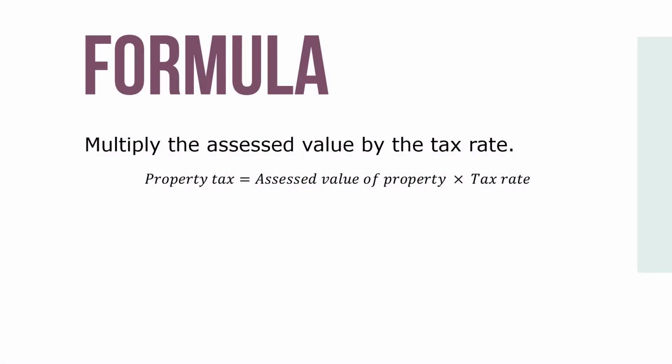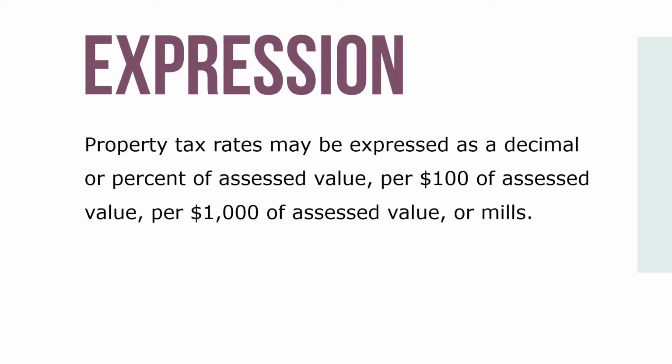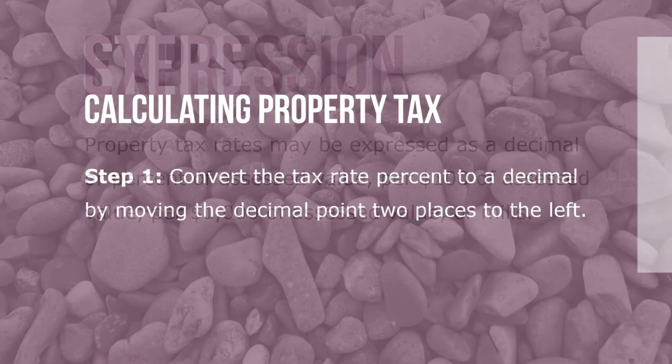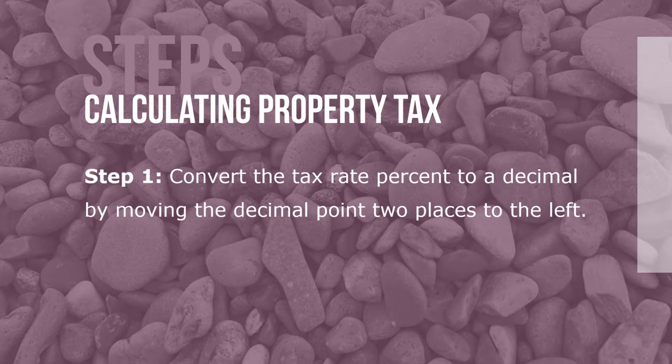Our formula multiplies the assessed value by the tax rate, as you see here. Property tax rates may be expressed as a decimal or percent of the assessed value, per $100 of assessed value, per $1,000 of assessed value, or mills. Here are the steps to calculating property tax.